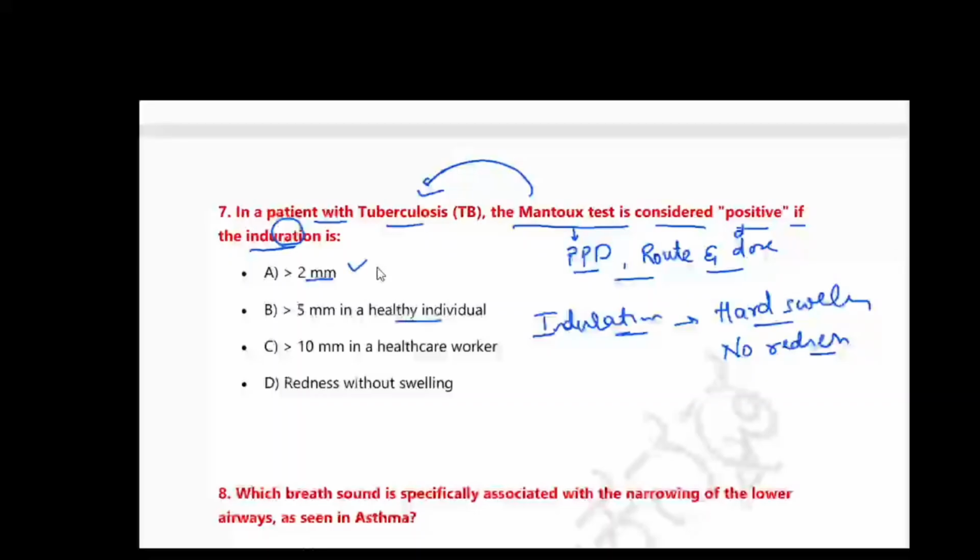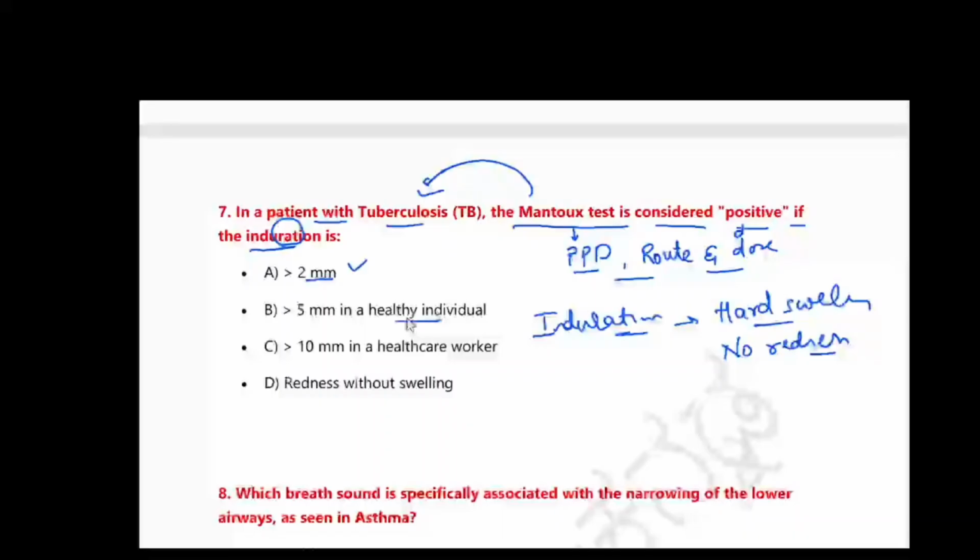Then more than 5 mm in a healthy individual. This is also a wrong answer, because more than 5 mm in a healthy individual is not expected if there is presence of TB. If there is 5 mm induration, that is the normal one, that indicates negative for TB. Then redness without swelling. Just now I told you there will be only hard swelling, no redness. Hence this is also wrong.